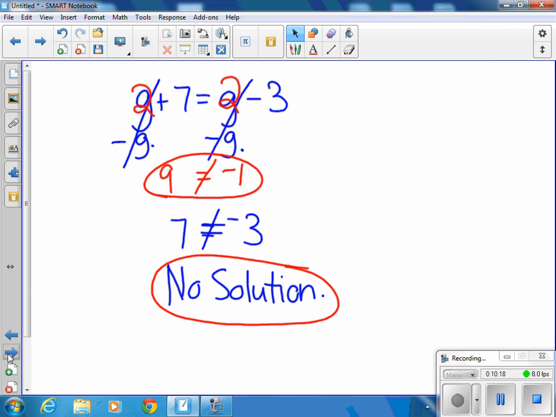That is your answer. You still have to justify what you did. You still need to show your work. Make sure that you're showing you're subtracting a G from both sides, and you came up with the inequality, meaning it is not equal, and therefore there is no solution.